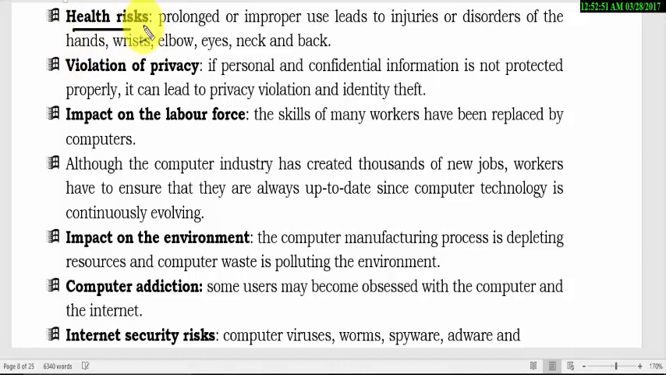What we are saying is that a computer has a problem in terms of your health. Prolonged or improper use leads to injuries or disorders of the hands, wrists, elbow, eyes, neck, and the back. So if you don't use the computer in a good manner, you are going to have health problems and also injuries, which we call disorders.